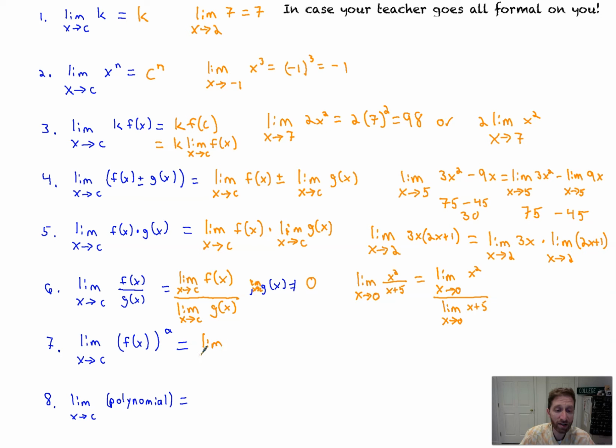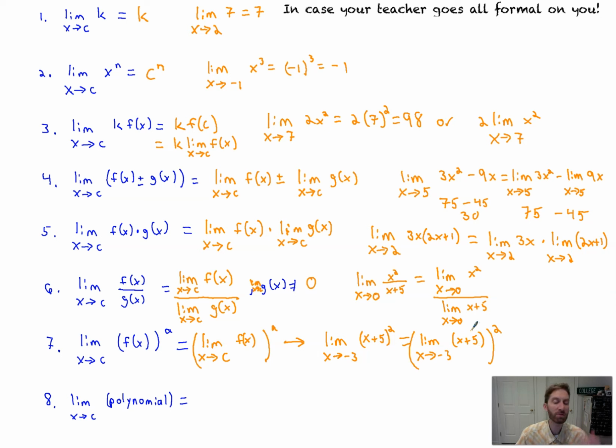Okay, this one, very much the same. This actually comes in handy later on as a property. This is the same as the limit as x goes to c of f of x, all of it raised to the a, as long as a is some constant. That's it. So let me show you one like this. Let's say that you've got the limit as x goes to negative 3 of x plus 5, squared. That is going to be the same as the limit as x goes to negative 3 of x plus 5. We take that answer and then we square the whole thing. That is the same thing.